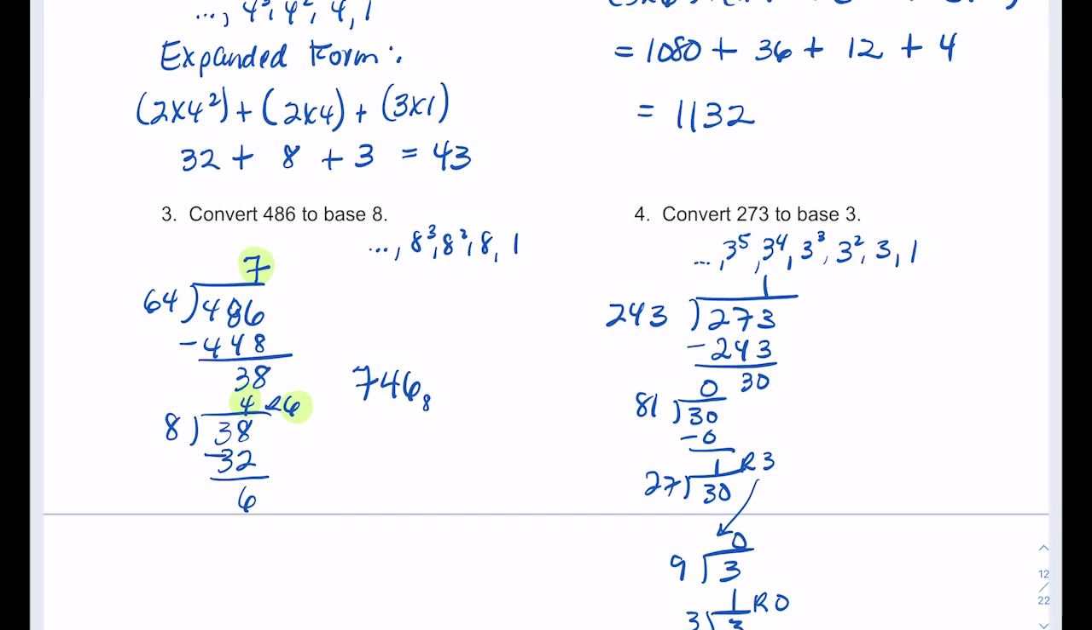So my answer, remember, is just this number, this number, this number, this number, this number, and then that number. So it's going to be a 1, 0, 1, 0, 1, 0, and then my base is 3.